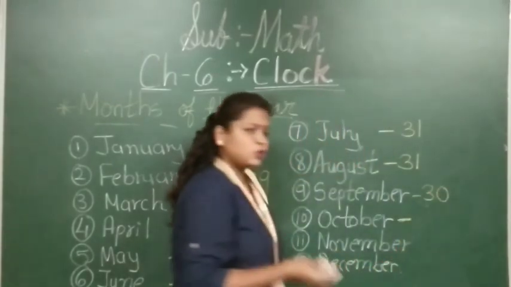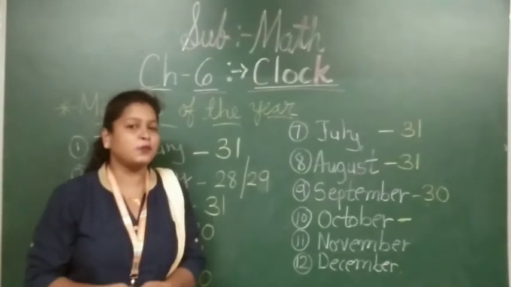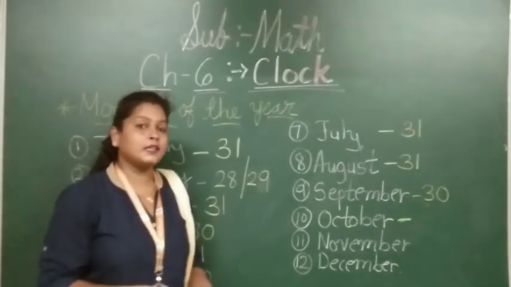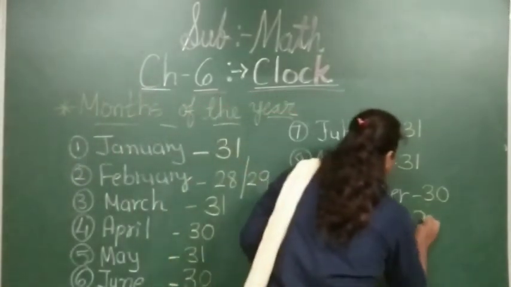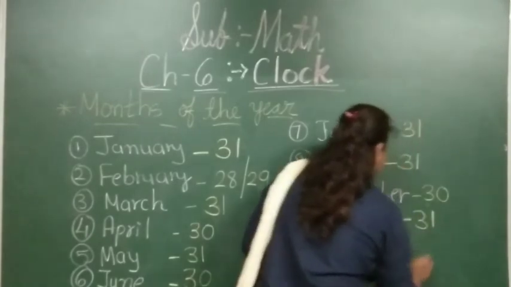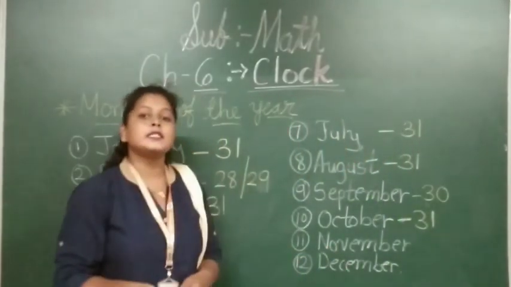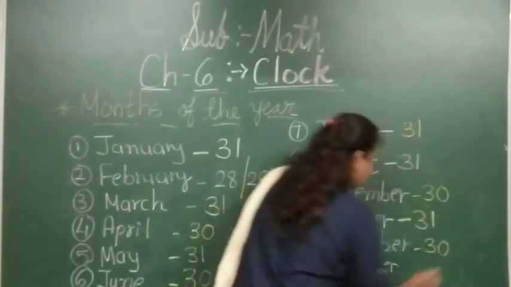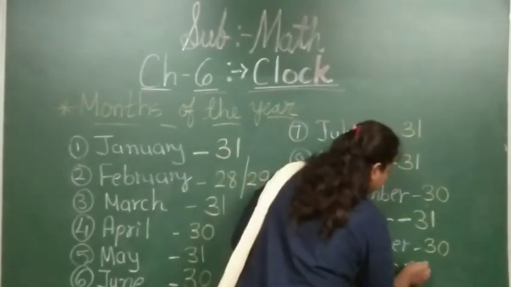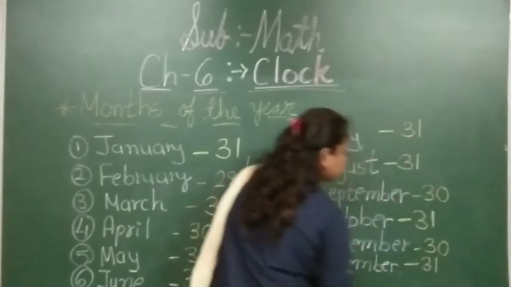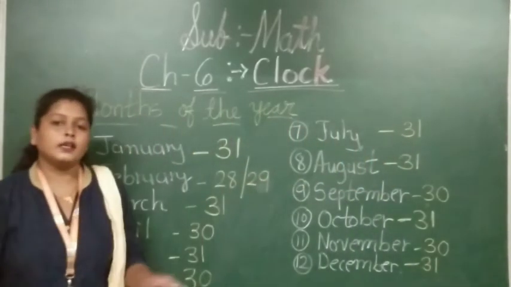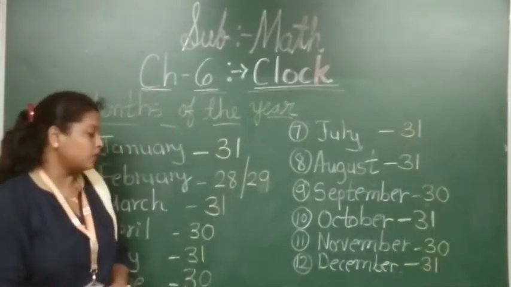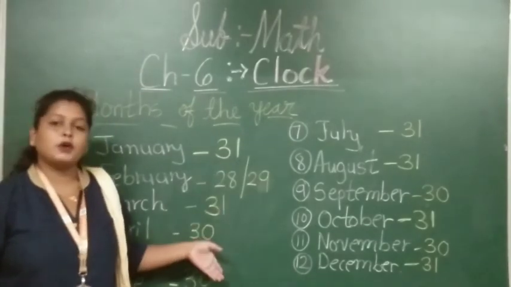October, yes, which month is going on now? October month is going on now. So how many days are there in October month? So there are 31 days in October month. Now next is November. So in November 30 days are there, and in December, that means the last month of the year, there are 31 days in December month. Okay, so these are the number of days.